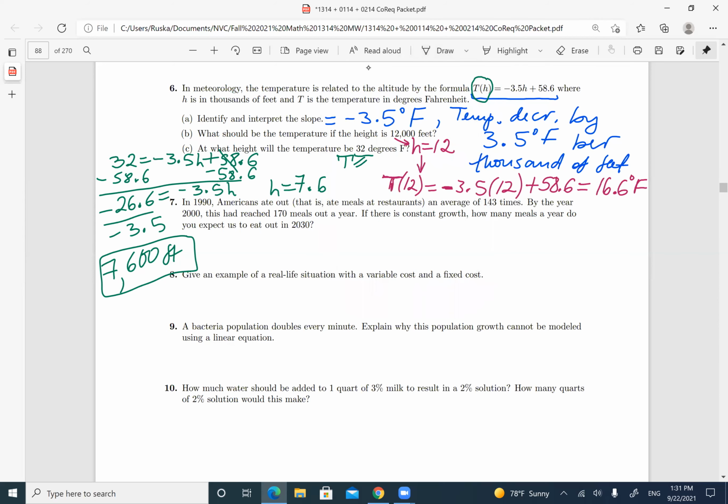The answer for B was 16.6 degrees Fahrenheit, and the answer for A was negative 3.5 degrees Fahrenheit. That was the slope, and this is how you interpret it: the temperature decreased by 3.5 degrees Fahrenheit per 1,000 feet. So this is how you solve number 6. Any questions?